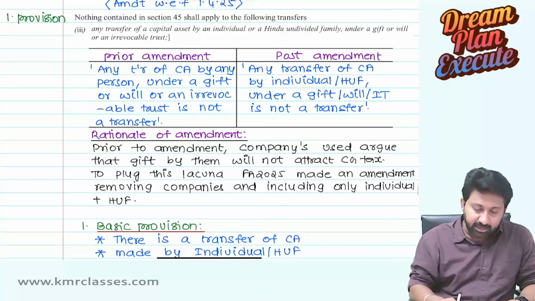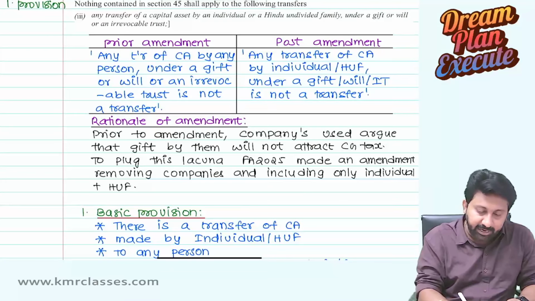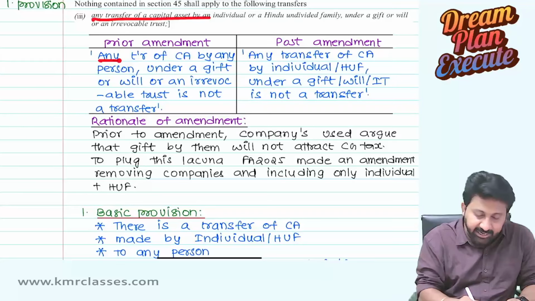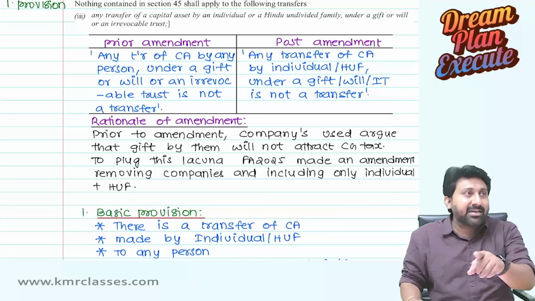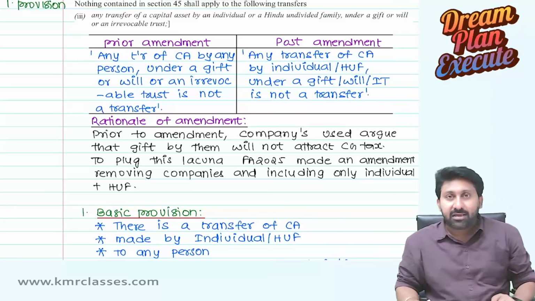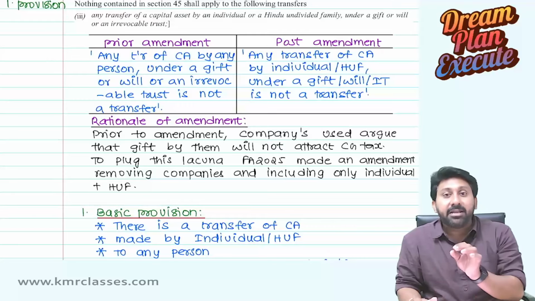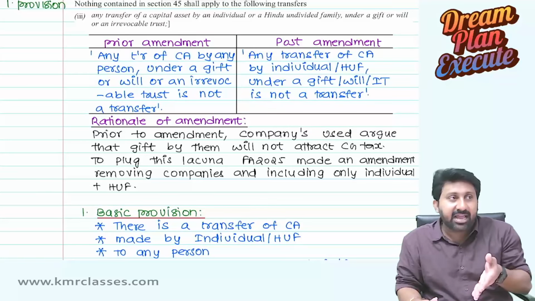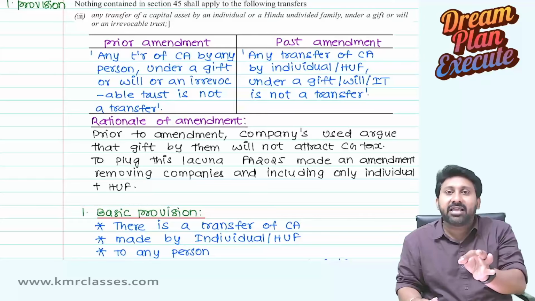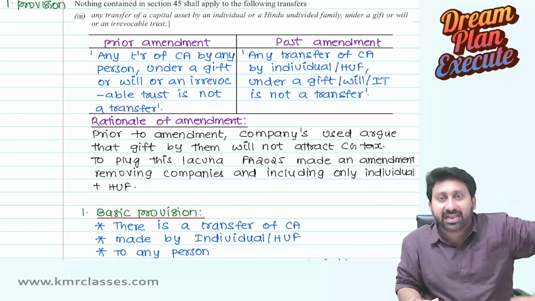The prior amendment provision is like this. Any transfer of a capital asset by any person, by an individual or HUF. Previously, any person giving to any person. In that, any person, who will also come? Companies also will come. Therefore, companies were using this section in a wrong way to convert their black money into white money by giving a gift and escaping the capital gain tax.